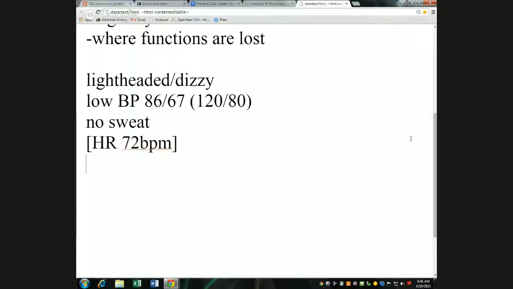People shouldn't feel dizzy. So this person's normal mental status, perception, whatever, is thrown off. They're having some problems. Blood pressure should be higher. Somebody, when they play basketball, should sweat a little bit, that sort of thing. So these are the functions that are lost.